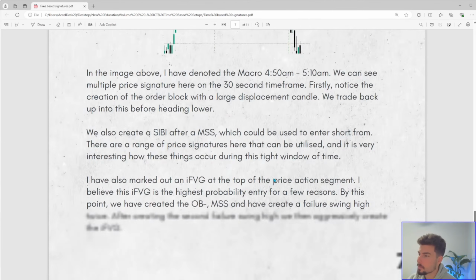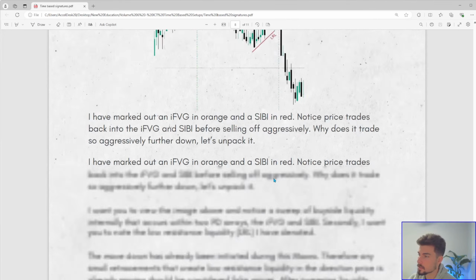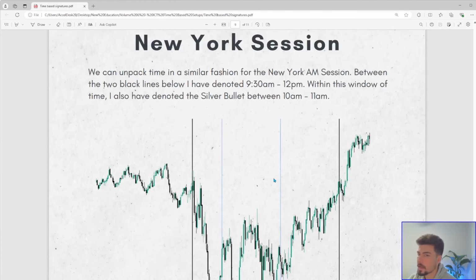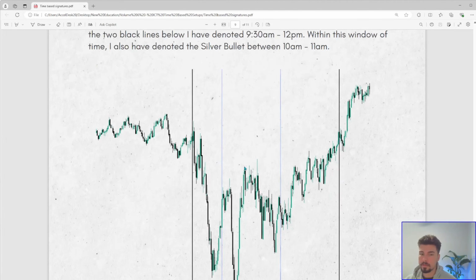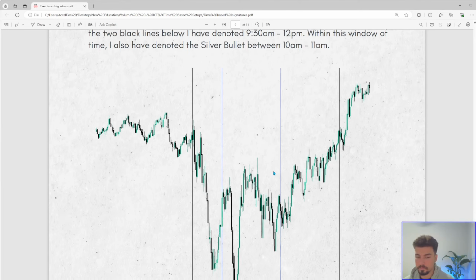Let's get into some examples now for the New York Open session, right? Or let's call it the New York AM session. So we've done a similar thing here, right? Short and sweet. Between the two black lines is 9:30 to 12. Between the two blue lines is silver bullet.